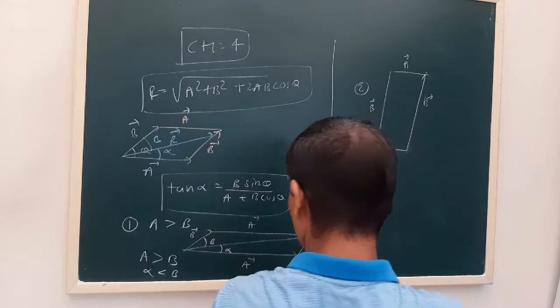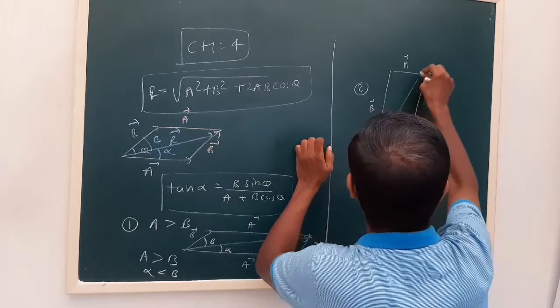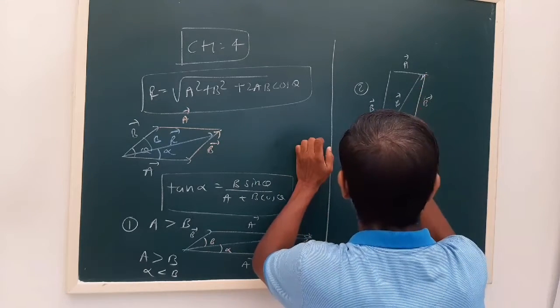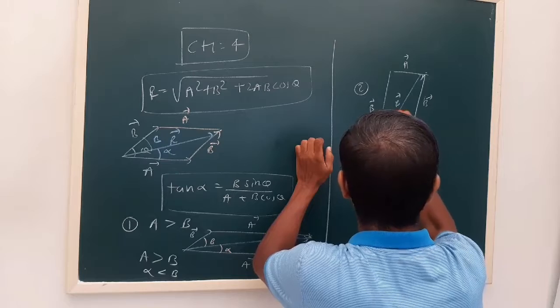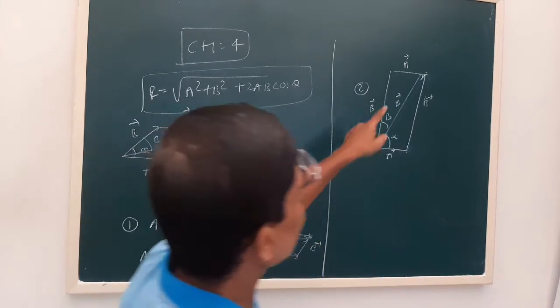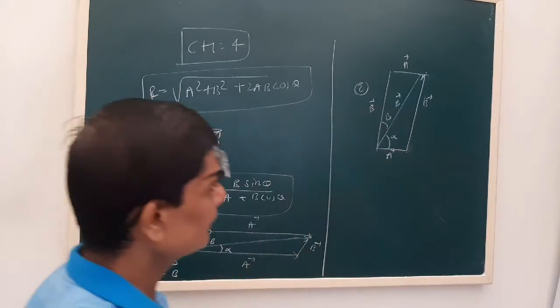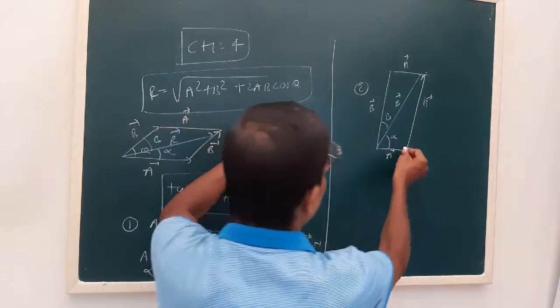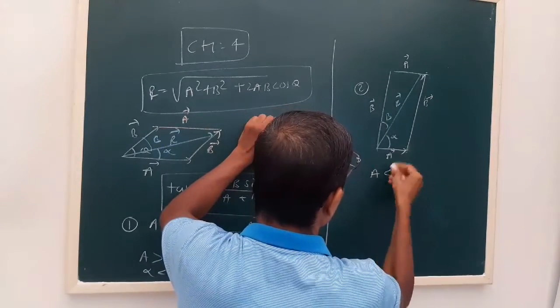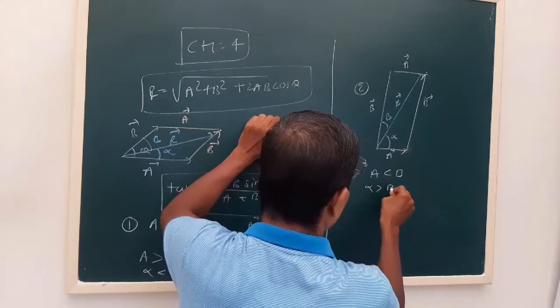here also R is the resultant, and alpha and beta are the angles made by the resultant with A and B respectively. What we see from the diagram is that when A is less than B, alpha is greater than beta.